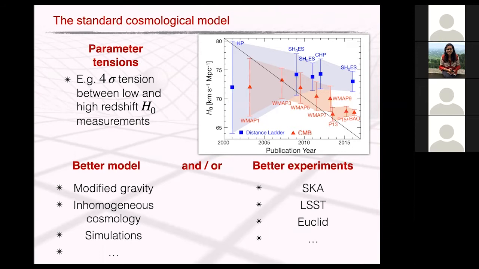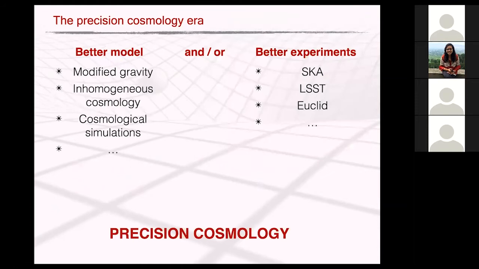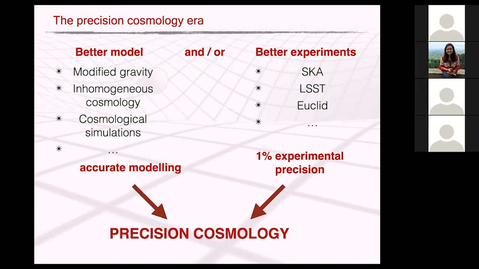So two different paths have been taken in order to overcome these tensions. On one hand, we try to have a better model of cosmic structure formation, and on the other hand, we try to have better experiments. All this led to tremendous progress in cosmology, marking the beginning of the so-called precision era. This term precision has a double meaning. On one side, it refers to the fact that the current and upcoming cosmological surveys will probe the large-scale structure of the universe with ever greater precision of 1%. But on the other hand, it also refers to the precision that the theoretical models have to aim for in order to be able to explain the observations.